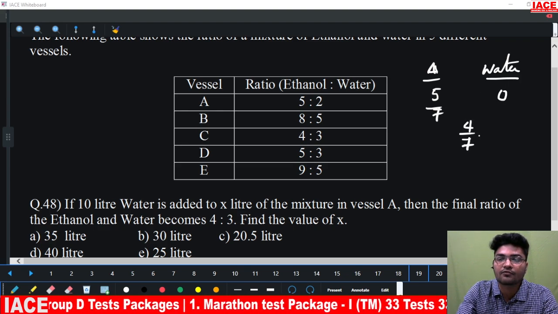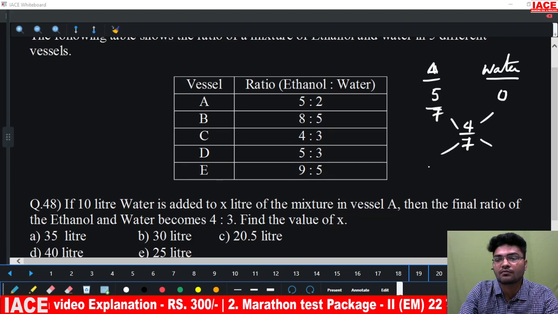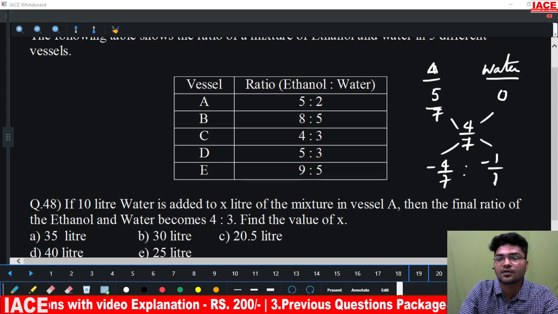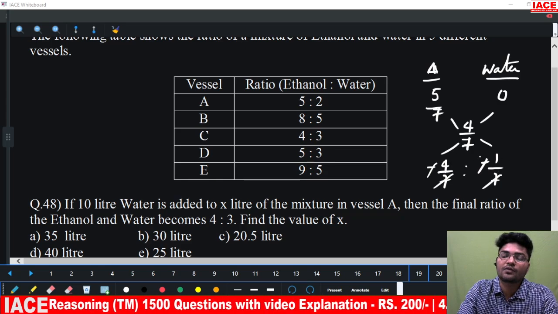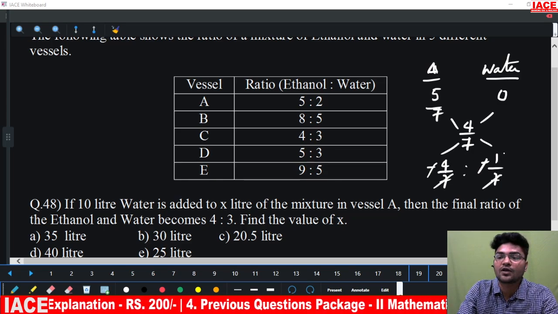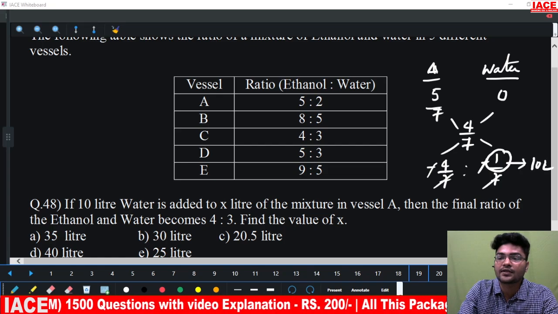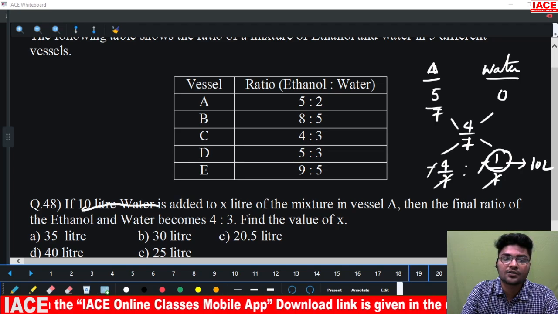4 by 7. So again apply alligations. 0 minus 4 by 7, minus 4 by 7. 4 by 7 minus 5 by 7, minus 1 by 7. So 7 gets cancelled. Minus minus gets cancelled. Ratio will be 4 is to 1. 4 is to 1 means if water is 1 part, how much is it? 10 liters of water is added. That is what is given to us.